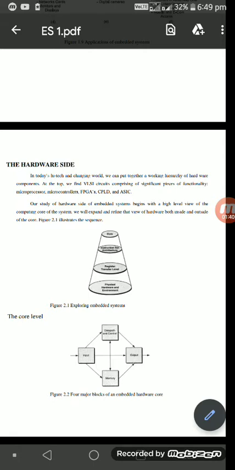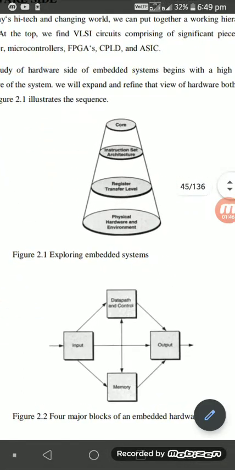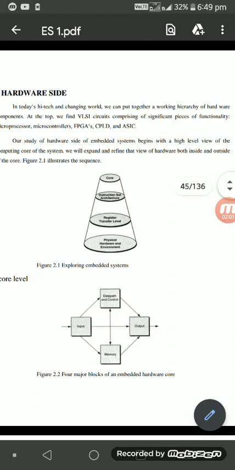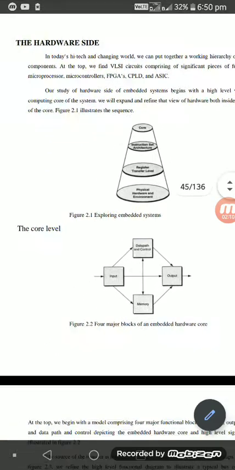So this is exploring the embedded system. Embedded systems nowadays have high level performance. See, first one: physical hardware and environment, register transfer levels, instruction set architectures and core. These instructions, register and physical levels are the main real time purpose.